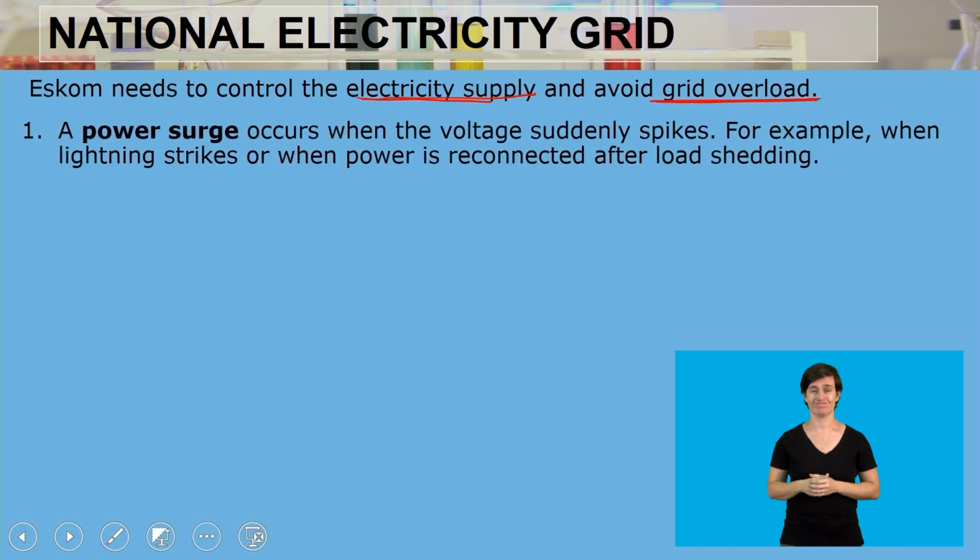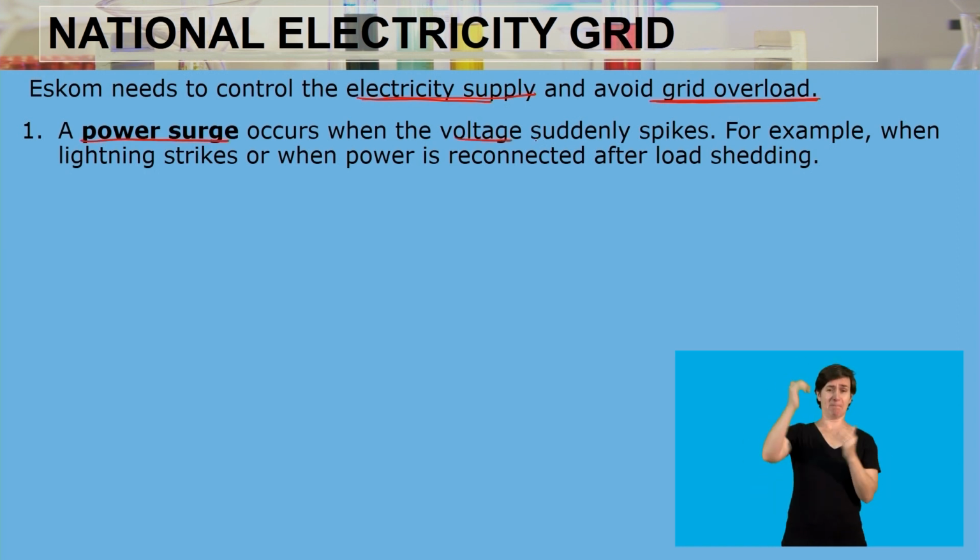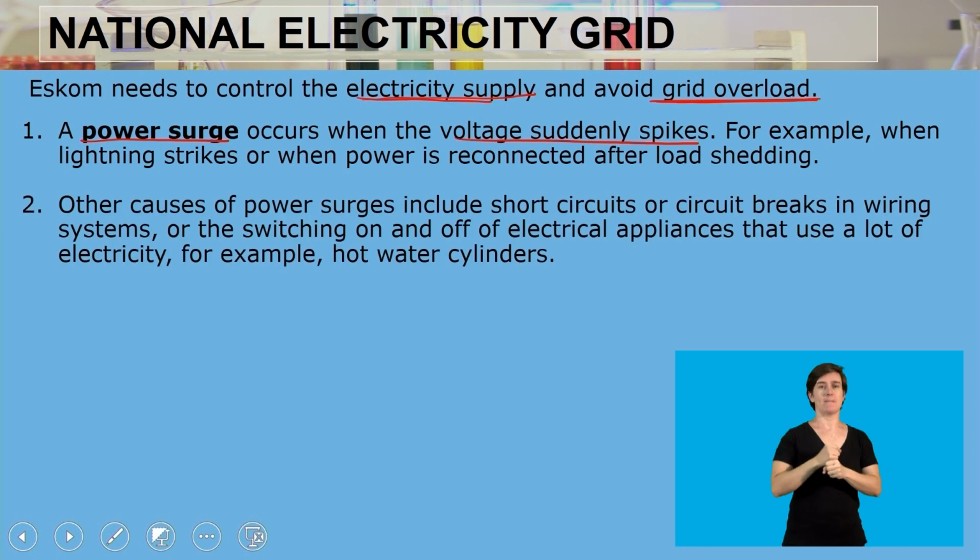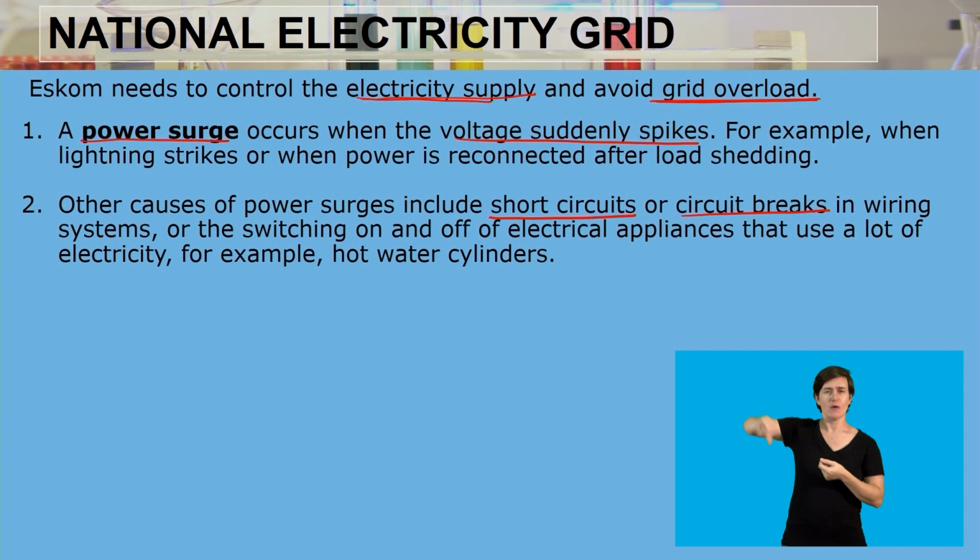Furthermore, a power surge occurs when the voltage suddenly spikes. For example, when lightning strikes or when the power is reconnected after load shedding. Number 2, other causes of power surges include short circuits or short breaks in the wiring system, or the switching on and off of electrical appliances that use a lot of electricity, for example, hot water cylinders.